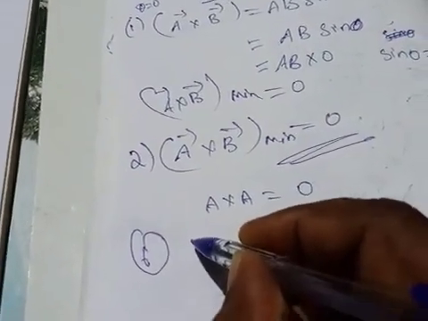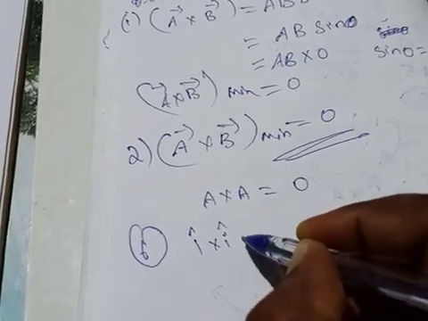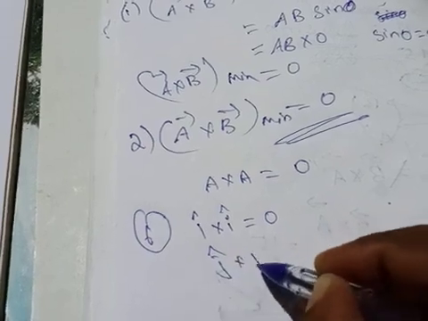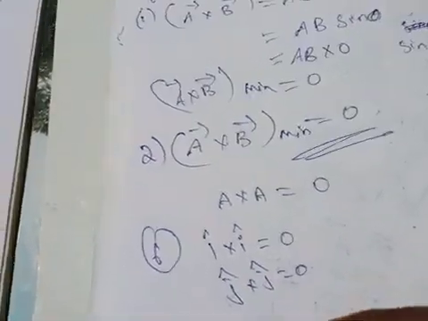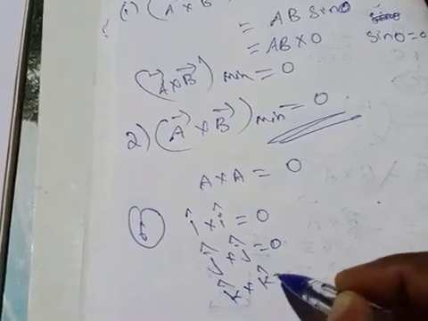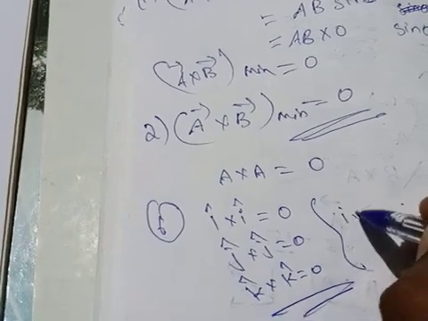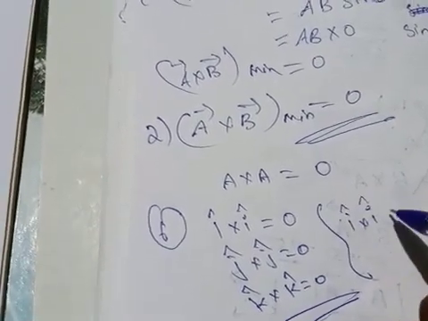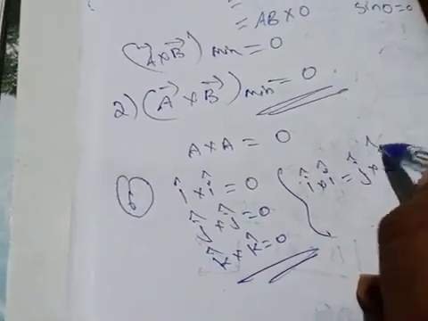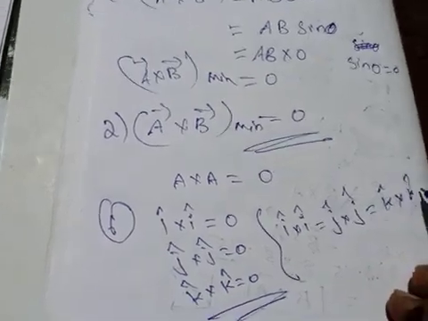I unit vector cross I unit vector is equal to 0. J unit vector cross J unit vector is equal to 0. K unit vector cross K unit vector is equal to 0. That is what is given here: I cross I equals J cross J equals K cross K equals 0.